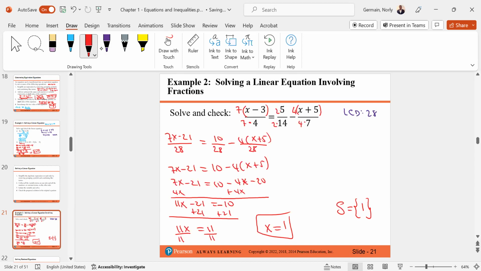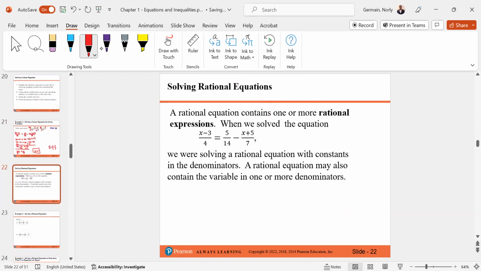First of all, you identify all the terms in the denominator, look for the least common denominator, and try to multiply and divide. This is one of the techniques, but I'm gonna do other examples using a different technique for you to see, especially when we have to deal with solving rational equations. You see, a rational equation is an equation that contains one or more rational expressions, right?